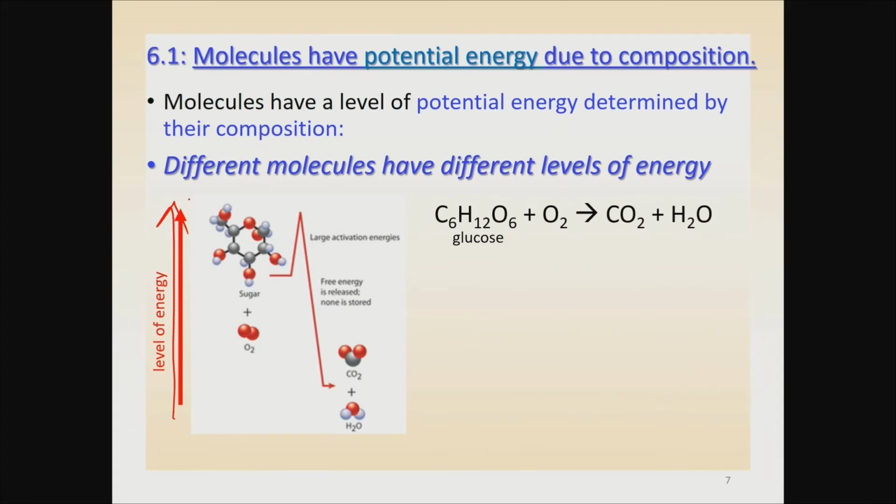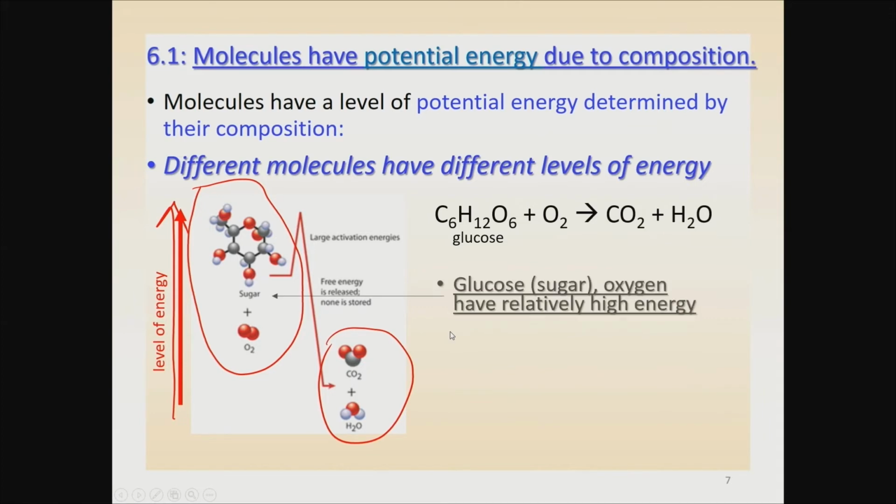You can see here on the left side, the reactants, glucose and oxygen, which will get into the cell. They have relatively high amounts of energy. But carbon dioxide and water, due to their unique structures and the way the atoms are bound together, have relatively low amounts of energy. So the point here is that molecules have different levels of energy. Glucose, because of its structure, just happens to have a lot more energy than carbon dioxide and water.